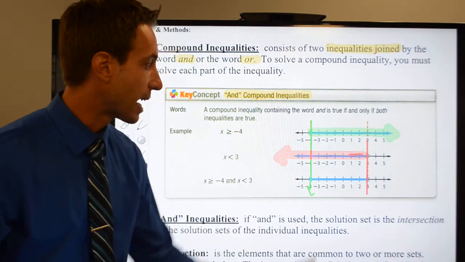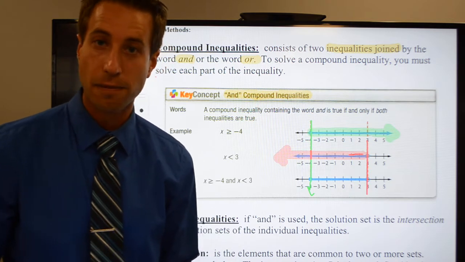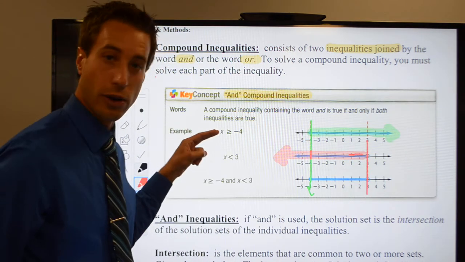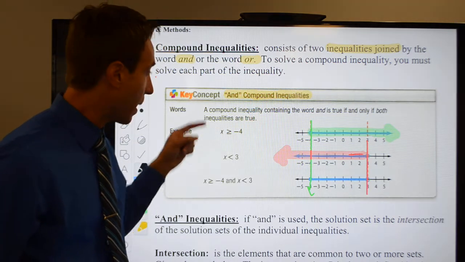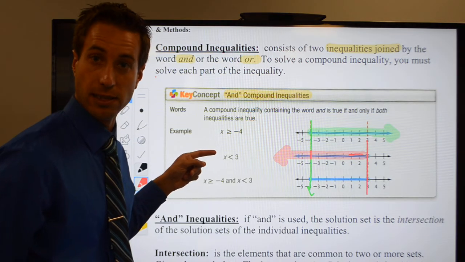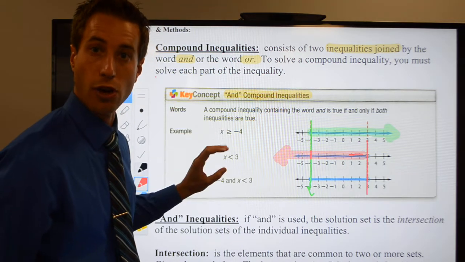If you were to pick a number greater than 3, like let's say we went with a +5, is +5 greater than or equal to a -4? Yes, this one's okay. But is +5 less than 3? No, it's not. I've only satisfied one, not both.